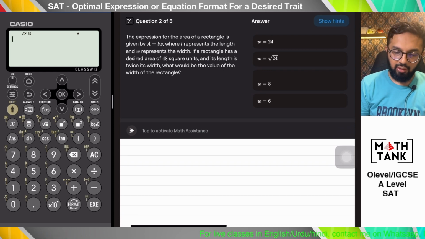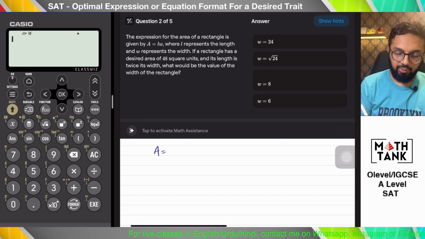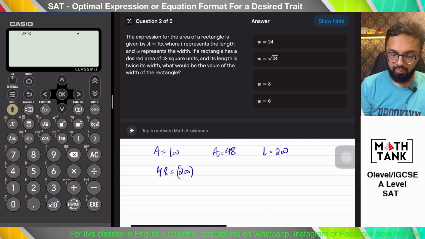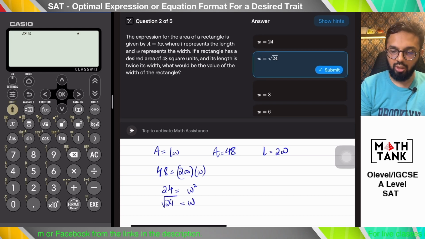The expression for the area of a rectangle is given by area equals length into width. That is what we all know, where L represents the length and W represents the width. If a rectangle has a desired area of 48 square inches and its length is twice the width, what would be the value of the width of the rectangle? So 48 equals 2W into W, that gives me 24 equals W squared, square root of 24. Is that the correct answer? Let's check.